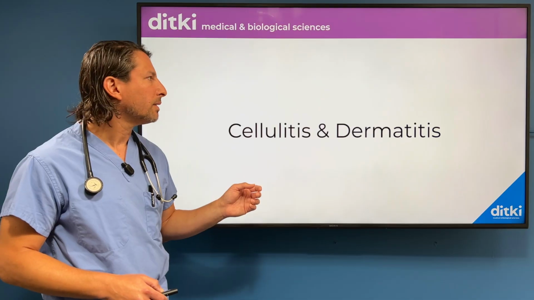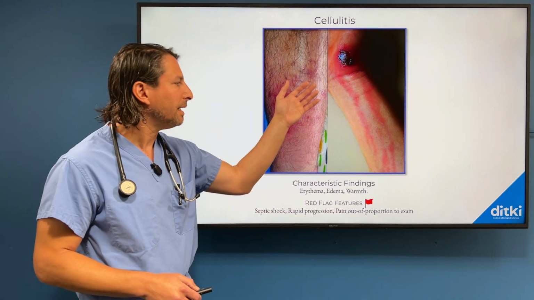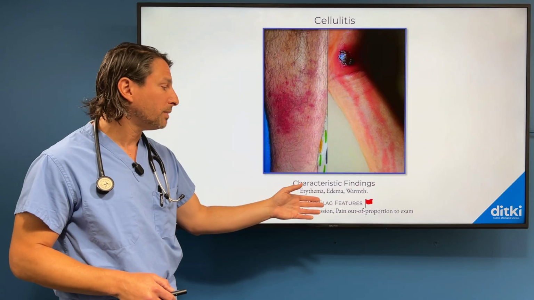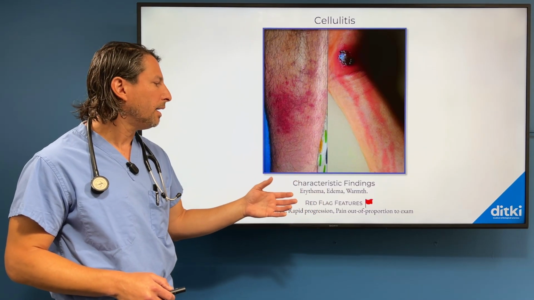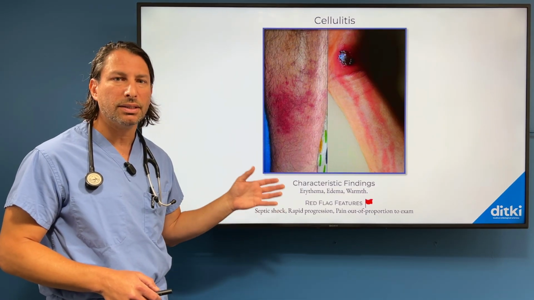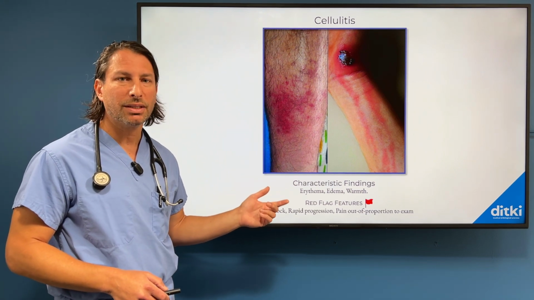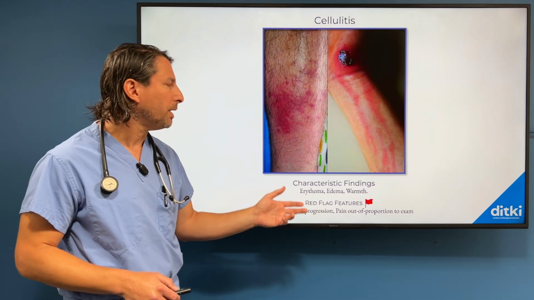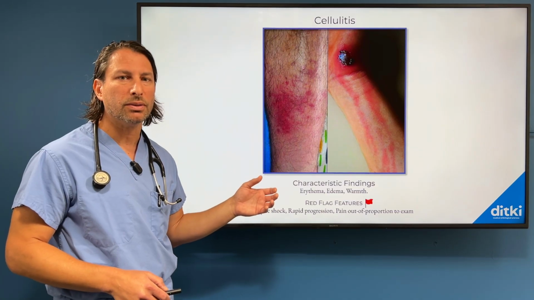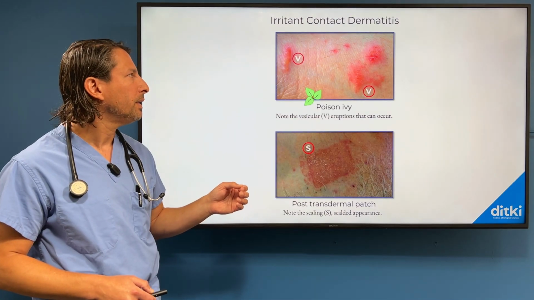Cellulitis and dermatitis. So cellulitis is a really strong inflammatory response. There's skin injury, this cellulitic response kicks in, the skin is warm to the touch, it's erythematous and red and edematous. There's some red flag features with cellulitis you need to be aware of. One, septic shock. Another is rapid progression of the cellulitis. And then the last being pain out of proportion to what you see on the exam. All of those would urge you to push for rapid, aggressive treatment of the cellulitis.